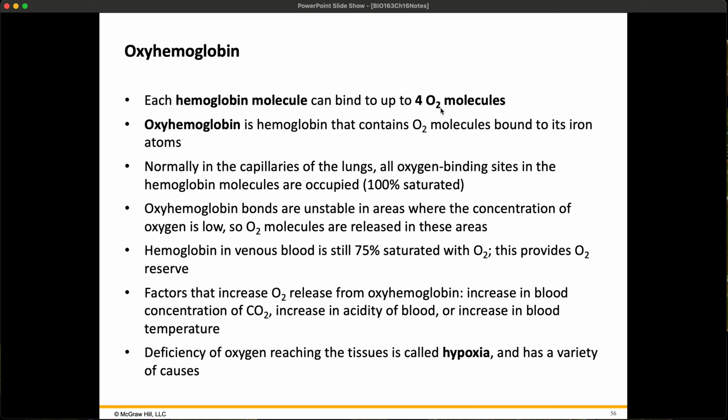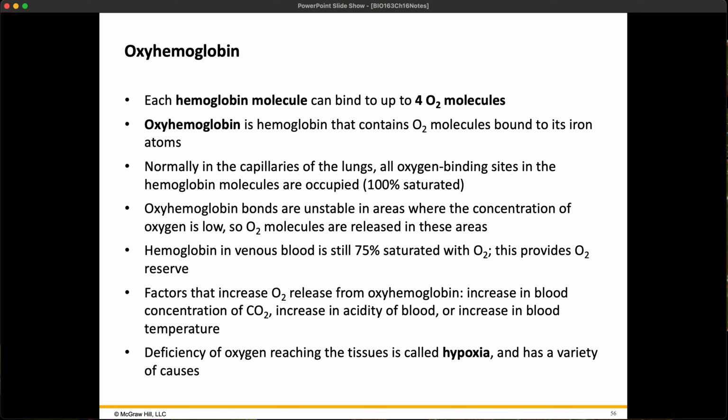Each hemoglobin can carry up to 4 oxygen molecules. They bind to an iron molecule in the center, so they can hold up to 4 of those. Oxyhemoglobin is just hemoglobin with oxygen attached to it. In the capillaries of the lungs, hemoglobin is going to be 100% saturated. It's not really true once you get into the actual heart, where about 97 to 98% saturation of oxygen is normal. And again, that means that 97 to 98% of your hemoglobin molecules have oxygen bound to them. At the lungs, because the PO2 is so high, it tends to be about 100%.